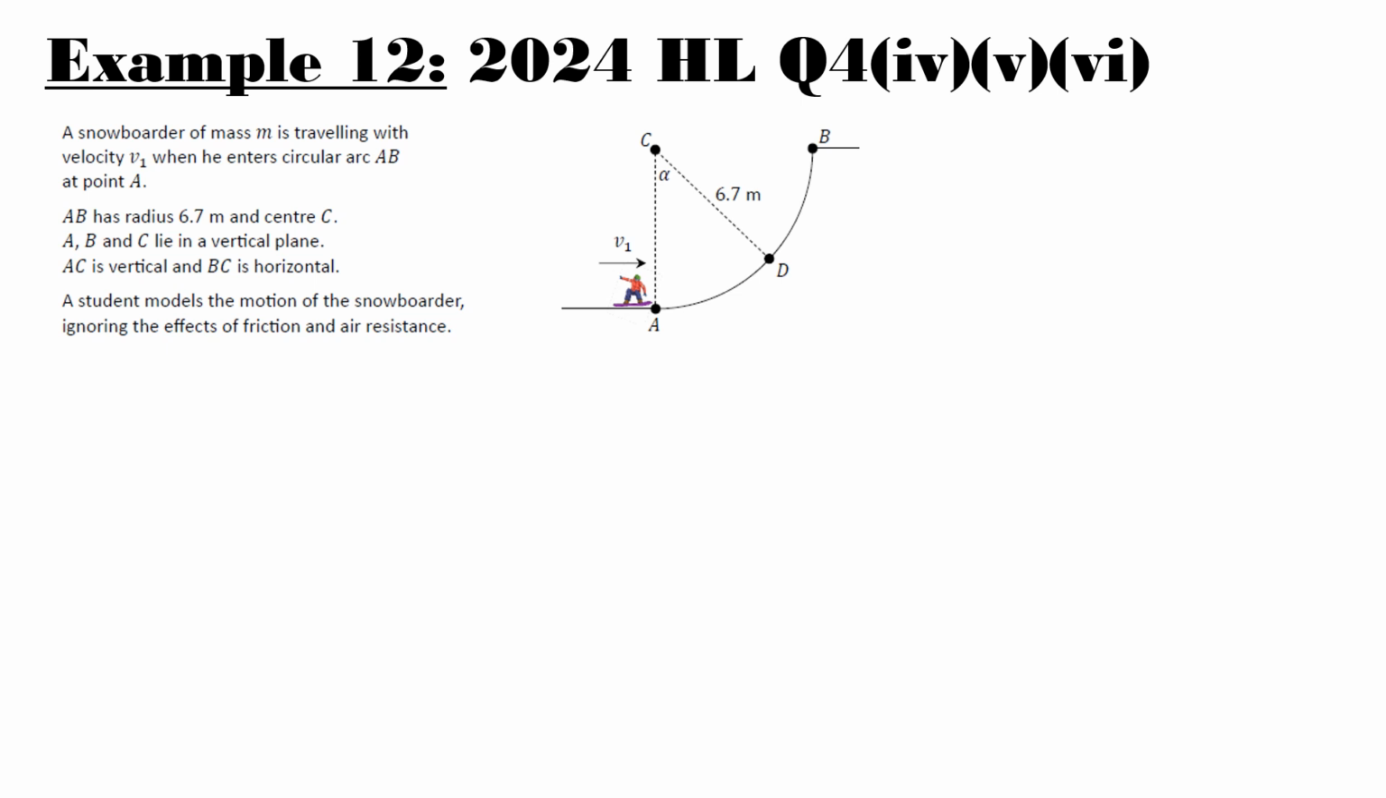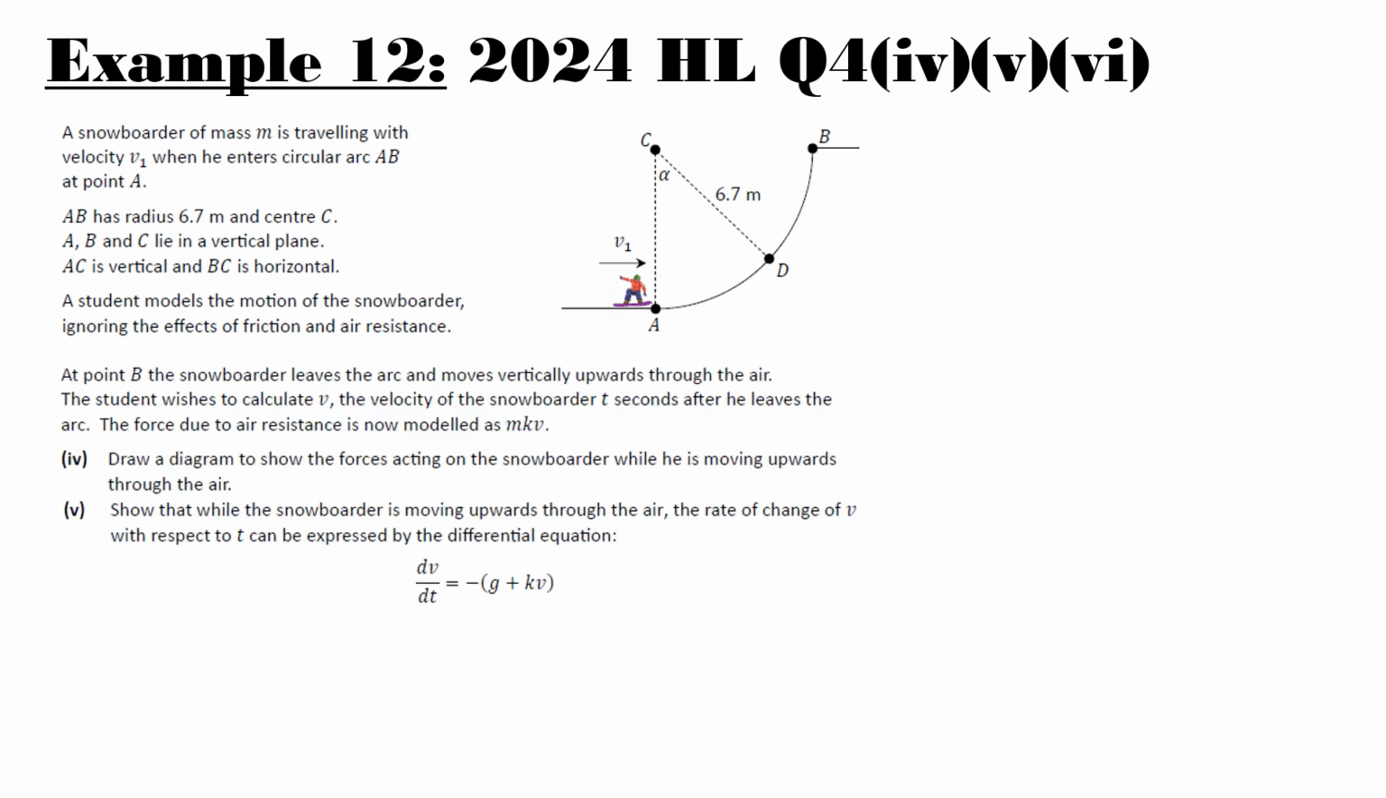A student models the motion of the snowboarder, ignoring the effects of friction and air resistance. At point B, the snowboarder leaves the arc and moves vertically upwards through the air. The student wishes to calculate V, the velocity of the snowboarder, t seconds after he leaves the arc. The force due to air resistance is now modelled as mkV. Part 4 asks us to draw a diagram to show the forces acting on the snowboarder while he's moving upwards through the air.